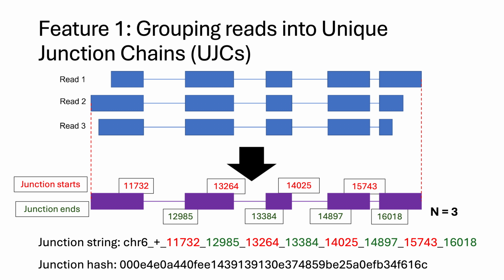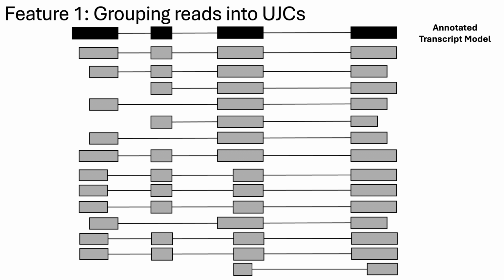We then convert this string to a hash for computational efficiency. Using this hash, we can then quantify the number of reads assigned to each UJC and track these patterns across samples and conditions. The junction hash and string are provided in the reads classification.txt file so that each read can be linked to its hash.